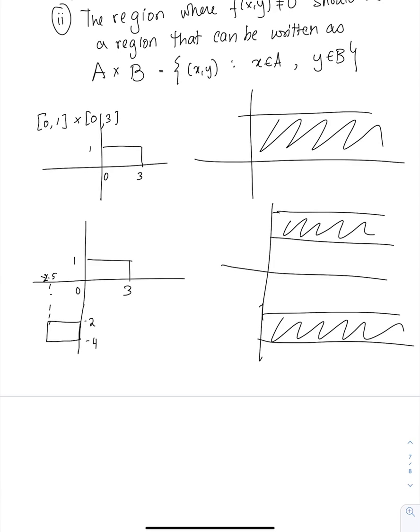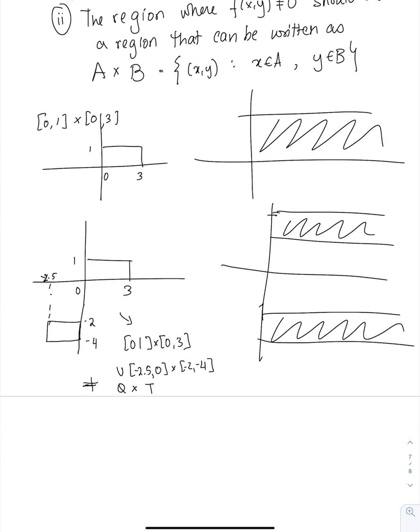So what is this region? This region is 0, 1 cross 0, 3 union -2.5, 0 cross -2, -4. But this is not equal to some interval or some set cross any other set. Okay, I shouldn't use the letter S. Let's put a Q. Okay, so this is not a Cartesian product. For a Cartesian product, you must have that.